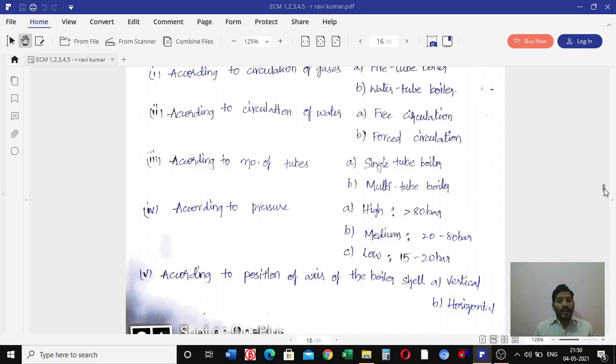If the pressure of the boiler is more than 80 bar, we can say it is a high pressure boiler. If the pressure lies between 20 and 80 bar, we can say it is a medium pressure boiler. If the pressure lies between 15 and 20 bar, we can say it is a low pressure boiler. As well as, according to the position of the axis of the boiler shell, the position may be horizontal or vertical.